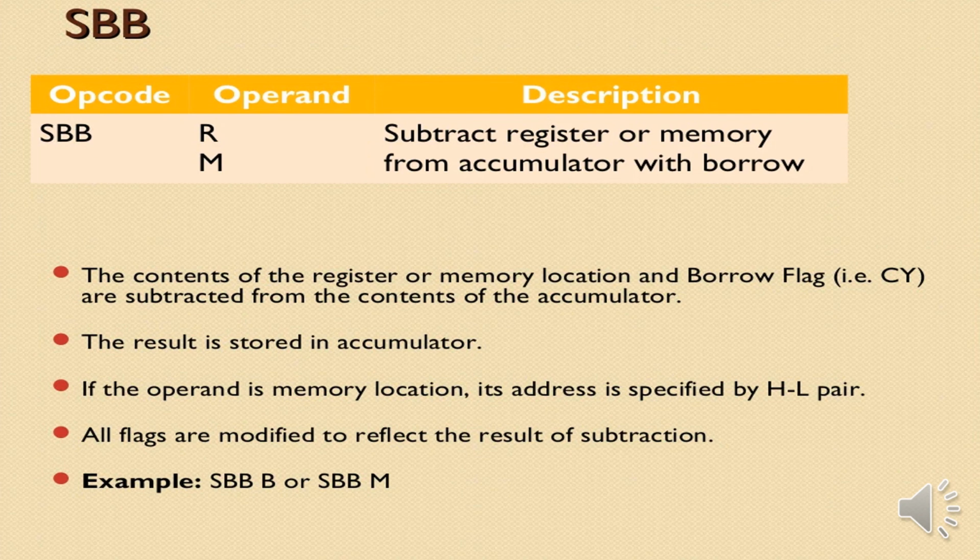SBB, subtraction with borrow. The operand may be a register or memory location. Subtract the register or memory from the accumulator with the borrow. The content of the register or memory location and the borrow flag, that is the carry, are subtracted from the content of the accumulator. The result is stored in the accumulator. If the operand is a memory location, its address is specified by the HL register pair. All the flags are modified to reflect the result of the subtraction. Example, SBB C or SBB M.